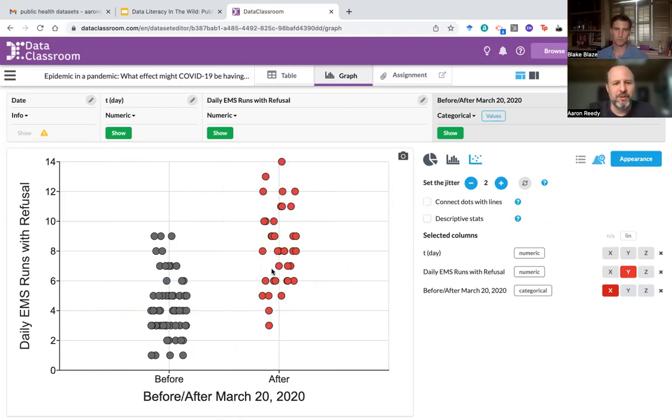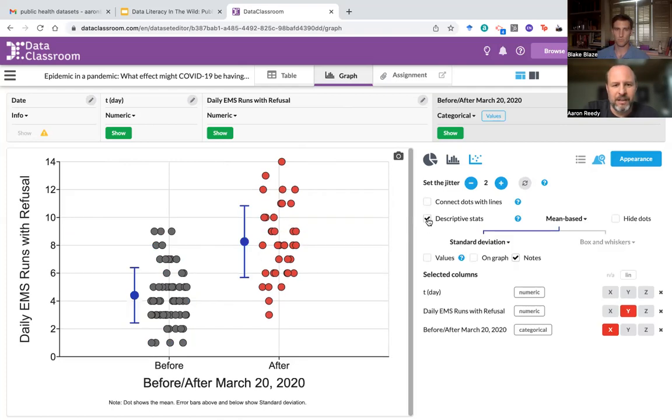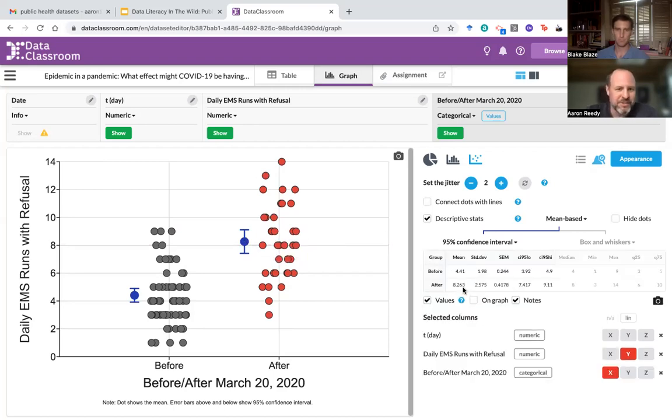And this is also a great way to see there's definite overlap, right? You couldn't just say which time period am I in and perfectly predict what the number of overdoses was going to be. There's a lot of range in there. And if we could add descriptive stats to that, like, we'll maybe do mean and 95% confidence interval. And we can see that the average value in the after group is somewhere over here above 8. If I look at the values, it's 8.263. And the average value in the before group is 4.41.